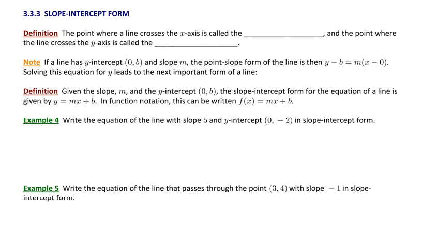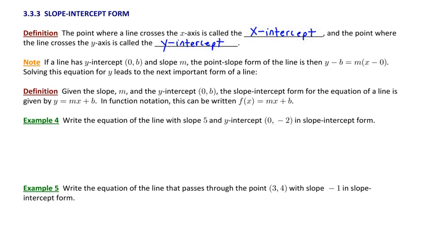After learning point-slope form, the next form of a line that'll be important to our studies is called slope-intercept form. We're actually going to derive slope-intercept form from what we learned previously, point-slope form. But before we do, we need to cover a couple of definitions. The point where a line crosses the x-axis is called the x-intercept. And the point where the line crosses the y-axis is called the y-intercept.